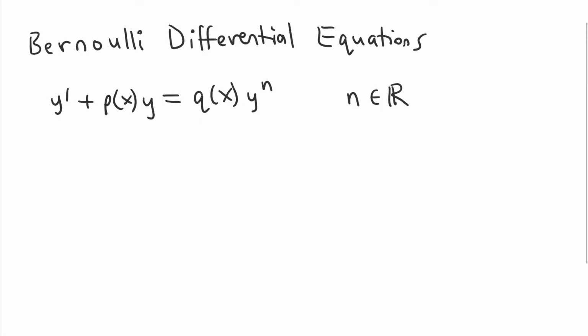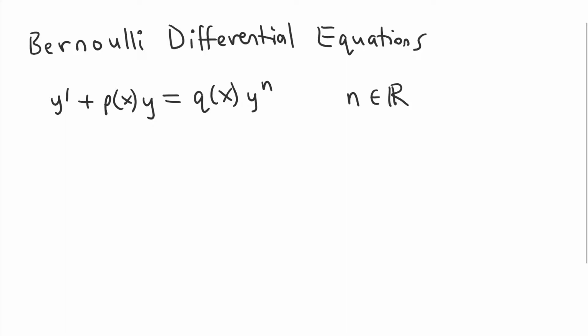Okay, in this video, I'm going to be talking about Bernoulli differential equations. Those are equations of the form y prime plus p of x, some function of x, times y is equal to a different function of x, q, times y to the n. And in this case, n can be any real number, not just an integer, right?